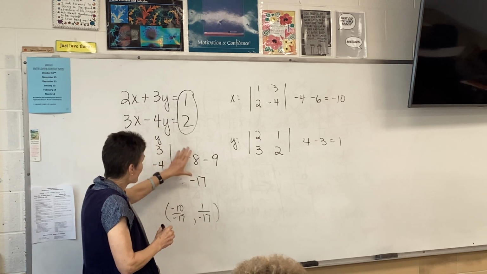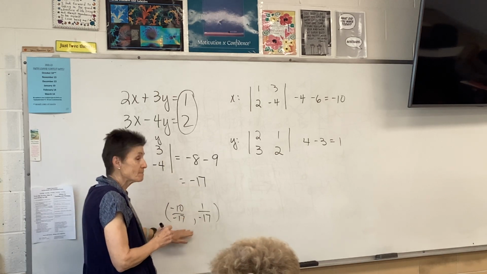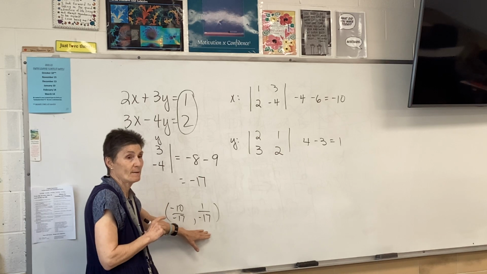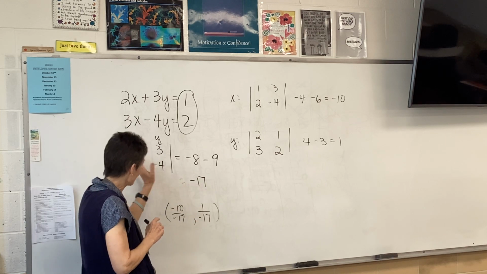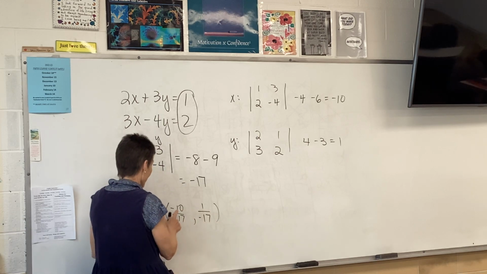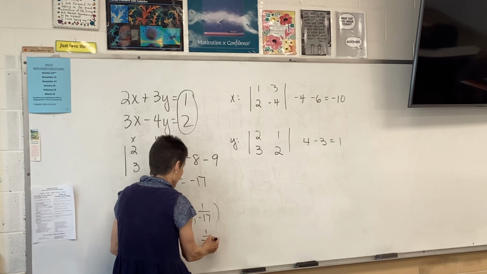So remember when we found that coefficient determinant first? That becomes the denominator of your fractions. It's kind of like when we did the inverse of a matrix. The determinant, the original determinant, becomes the denominator. So my answer is 10/17, comma, 1 over -17.